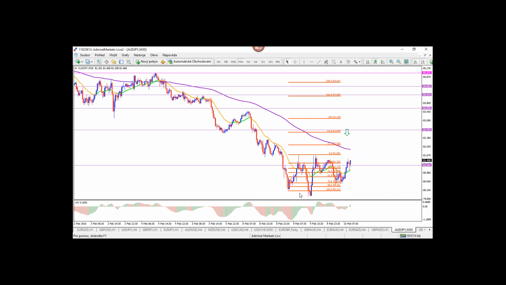In fact, it broke this bottom, so we can take that off. And we're getting a bit of a zigzag, a bit of a triangle like this. But still, I think that the 82.70 could be a good zone for a potential short.